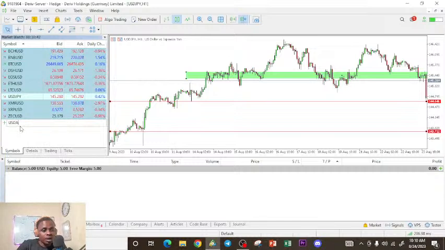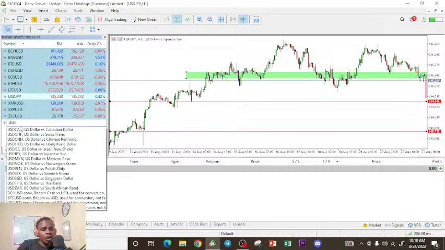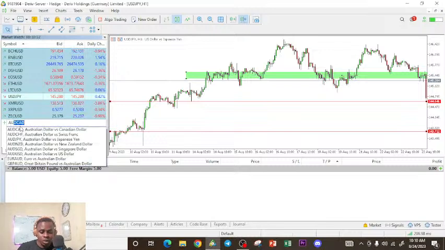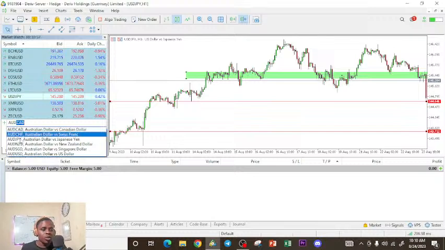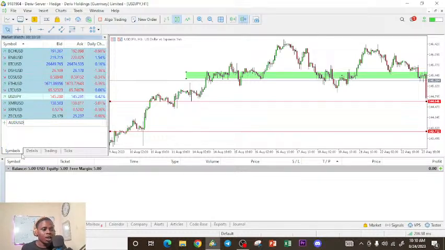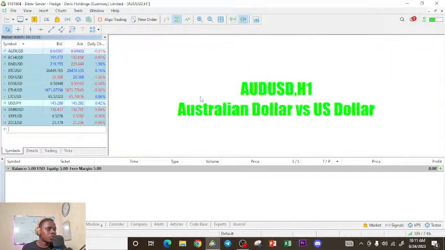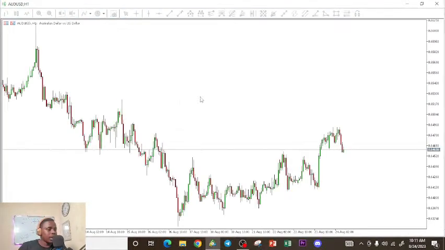So the next setup that we are going to get is going to be the Australian dollar versus the United States dollar, right? So the Australian dollar versus the United States dollar, I'm just gonna drop it right here, and I will put a full screen here so that you can see.